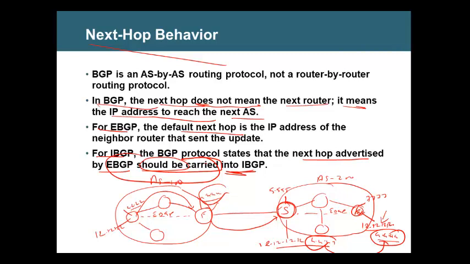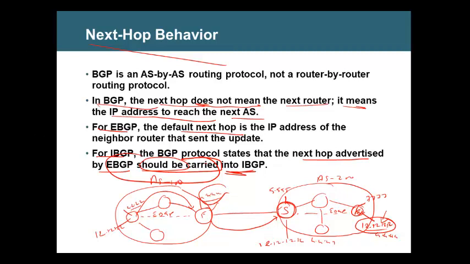You see, B is advertising the 172.16 network with the 10.10.10.3 address to C. But C does not know about 10.10.10.3. So C cannot use it. Now, how do you solve the problem? In our picture, how can you solve this problem?